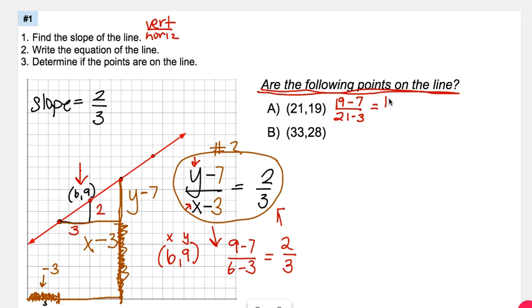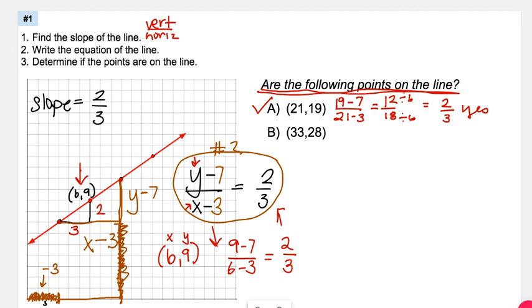So when I subtract, I get 12 over 18. Well, if I divide each of these by 6, I get 2/3. So yes, (21, 19) would be on the line.